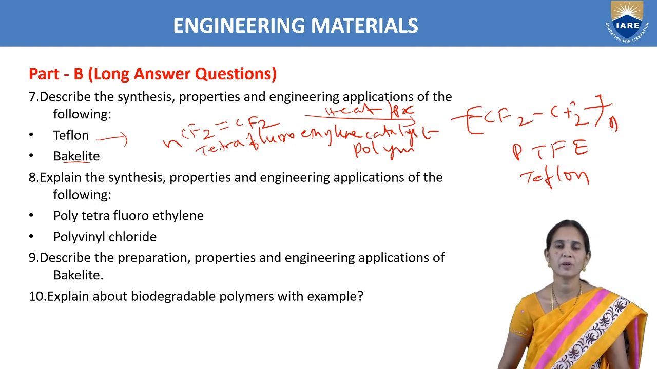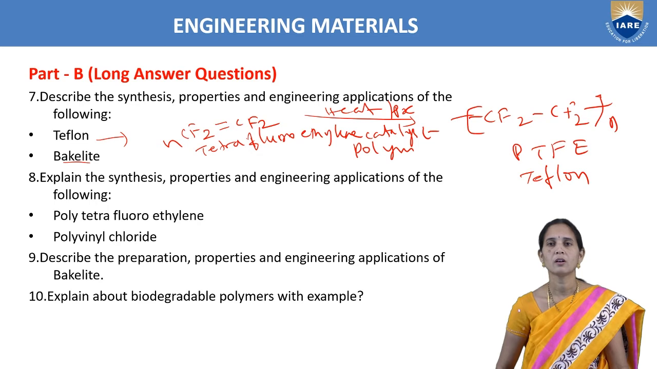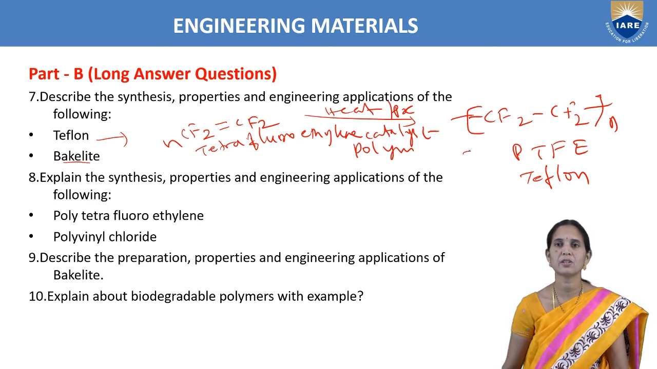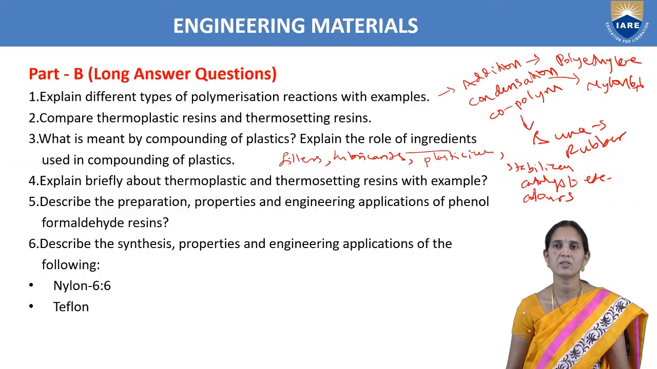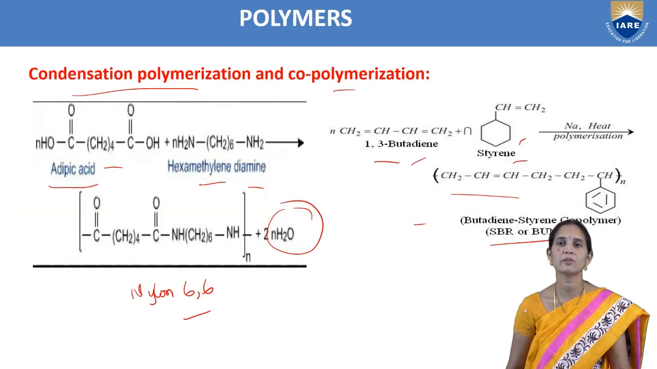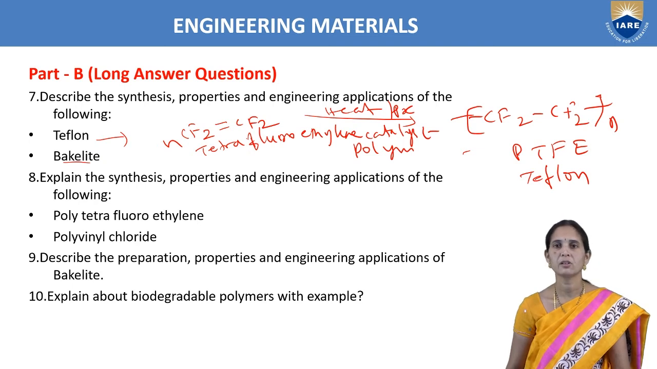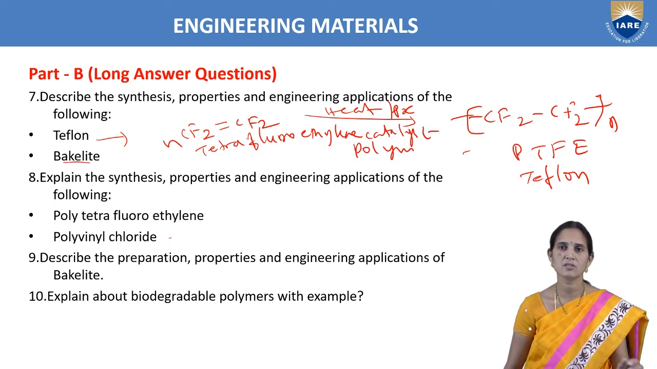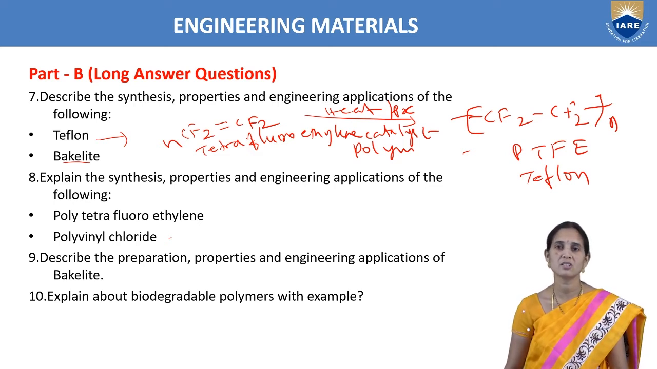So explain the synthesis, properties and engineering applications of the following. Polytetrafluoroethylene. So we have to write the preparation and we have to write the properties and applications. Next, polyvinyl chloride. We know already preparation. So this preparation we have to write by adding a number of vinyl chloride molecules, and we will prepare the polyvinyl chloride. So we have to write the properties. It is also strong and tough polymer, and it is resistant to chemicals. It is having good abrasion resistance, and we can write applications also. Polyvinyl chloride will make raincoats, helmets, etc.